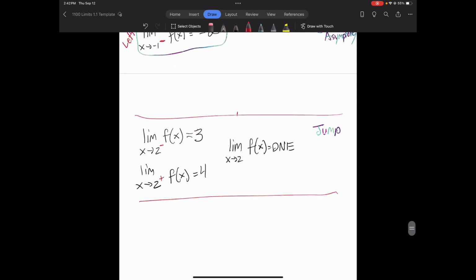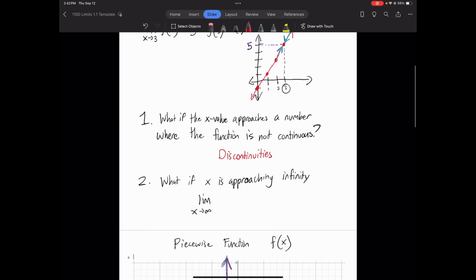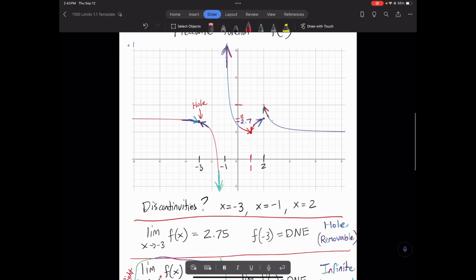As we did, we looked at the 3 different types of discontinuities that we work with. We work with holes, infinite discontinuities, and jumps. Well, we also talked about how limits are important for what happens to the function as it approaches infinity. Another name for this is end behavior. What's happening at the end of my graphs? Let's take a look at my function and see if this function has end behavior. What's happening to my function as I let x approach infinity?